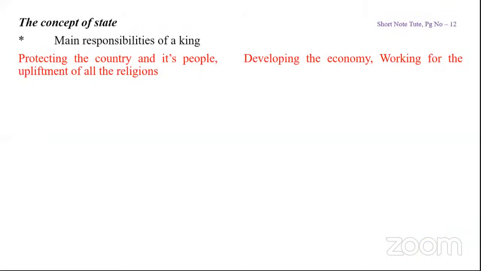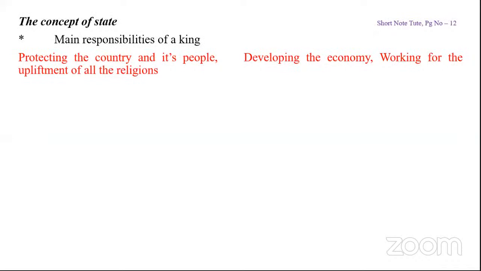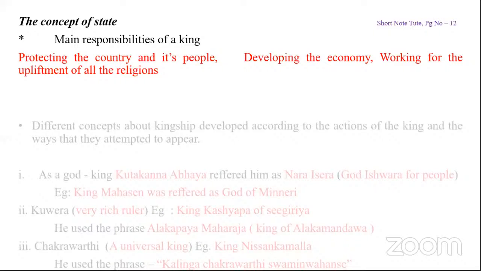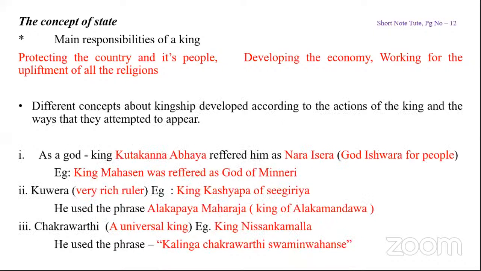So this is the proper note of the short note, page number 12, the concept of state. What were the main responsibilities of the king? Protecting the country and its people, developing the economy, working for the upliftment of all the religions, not only Buddhism. That's a misconception, that people think the king had to uplift Buddhism only. No, all the religions in the country had to be uplifted by the king. So they were the main three responsibilities of a king.